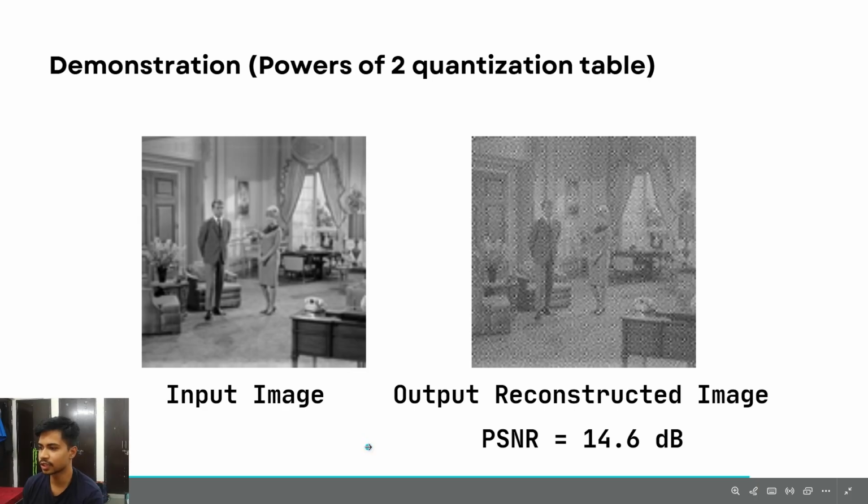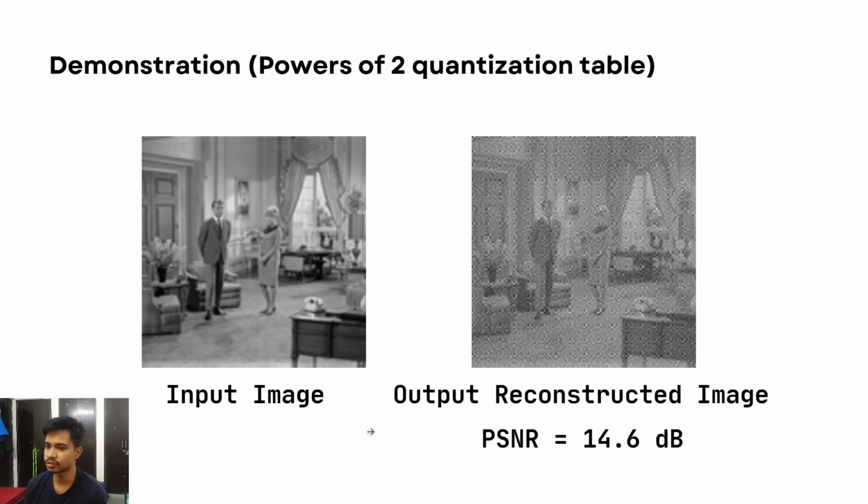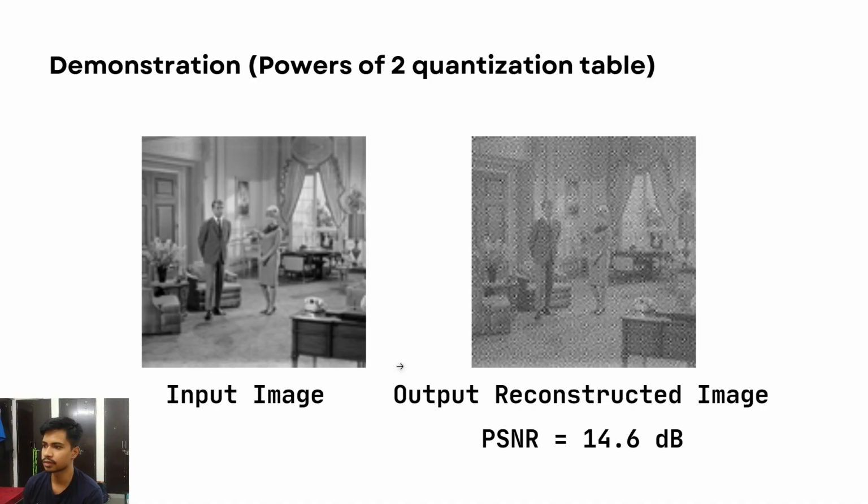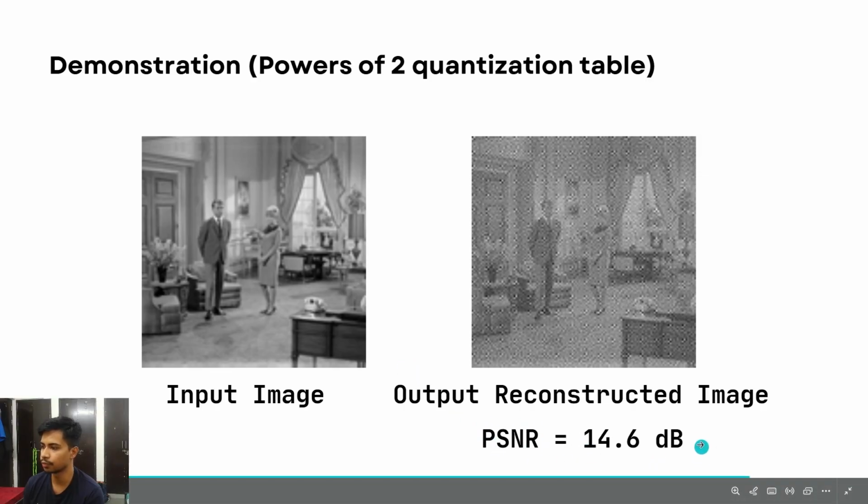Here we can see the reconstructed output images after quantizing the DCT coefficients matrix. This results in a very harsh and blurry reconstruction with the following PSNR value.